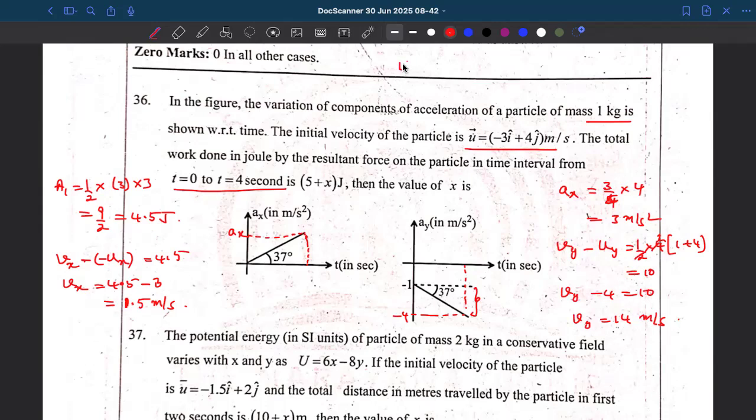So kinetic energy is half m, the final kinetic energy, the total work done. Final K is half m times Vx square plus Vy square, which is half into 1 into 1.5 square plus 14 square.